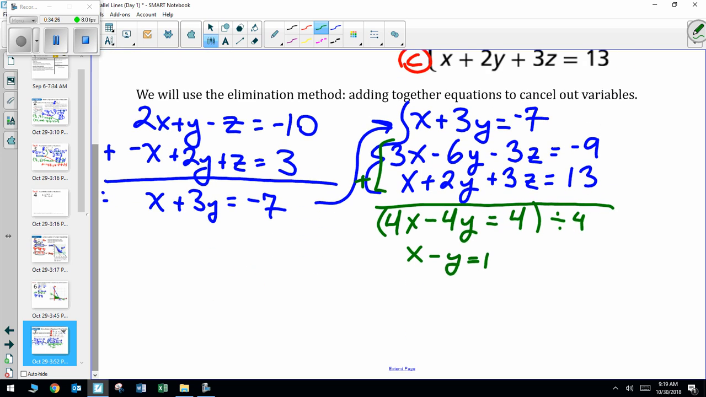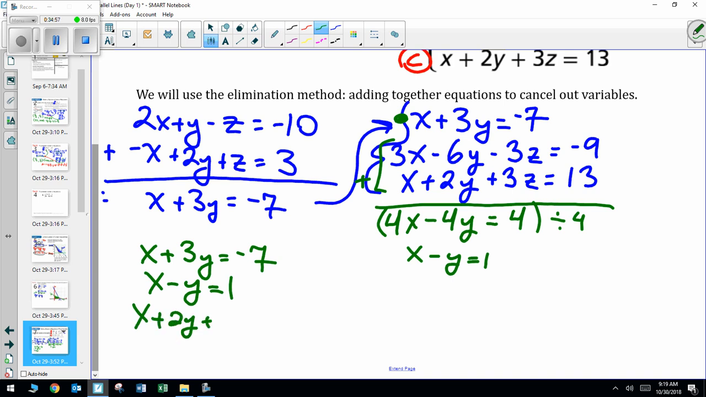So now my new set of equations, this was still the equation that I had. So I have x plus 3y equals negative 7. Then I have that other equation, x minus y equals 1. And I still have that third one, right? So when you put together an equation, it just replaces the existing one you had. I still have that last equation, x plus 2y plus 3z equals 13.